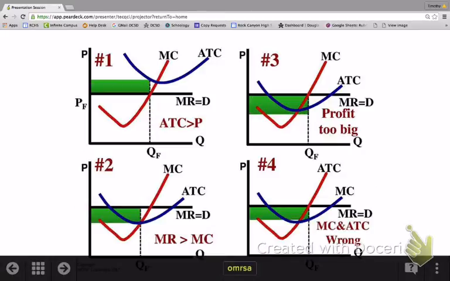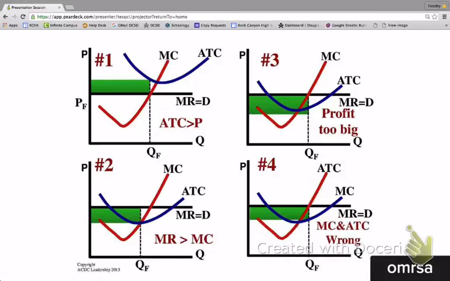Okay. Graph number 1 is wrong because it shows an economic loss, because the minimum of average total cost is above the price. Graph number 2 is incorrect because it's showing marginal revenue equal to demand and ATC and MC drawn correctly, but the quantity of output is not where marginal revenue equals marginal cost. Graph 3 is wrong because profit is too big. The shaded area in green should be smaller. It should be bumped up to the point where the average total cost curve comes in. So the profit's too big.